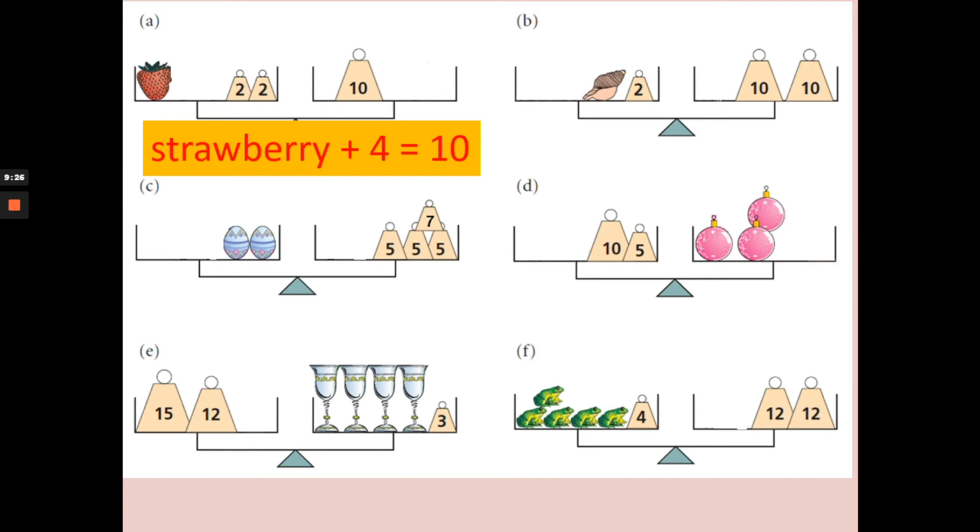Can you try the other 5 questions, please? So pause your screen and try the other 5 questions.